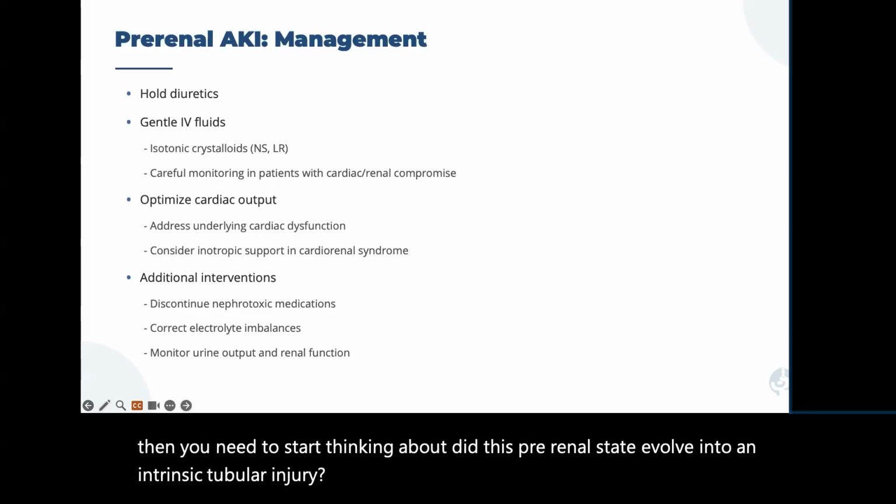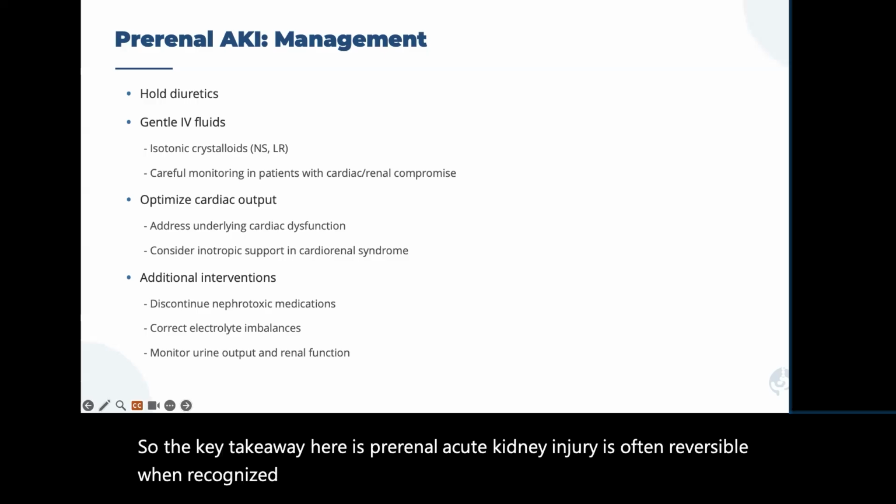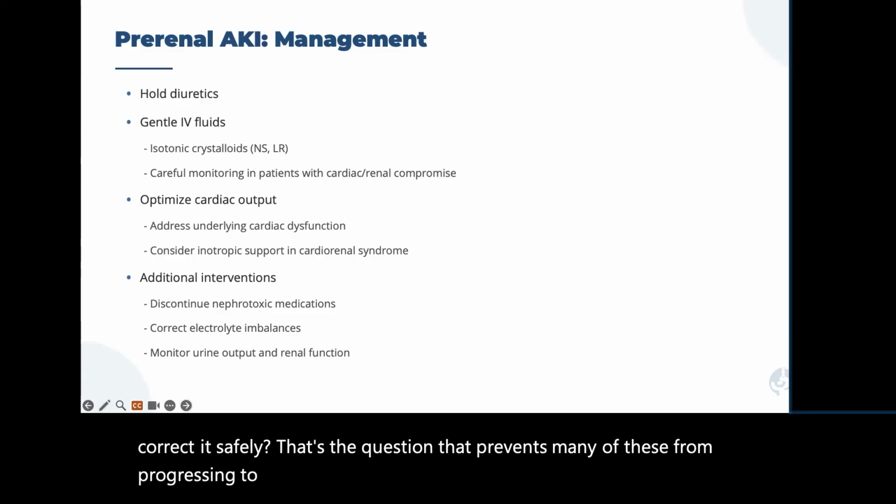So the key takeaway here is prerenal acute kidney injury is often reversible when recognized early. Always ask, is the kidney underperfused, and can I correct it safely? That's the question that prevents many of these from progressing to tubular necrosis.